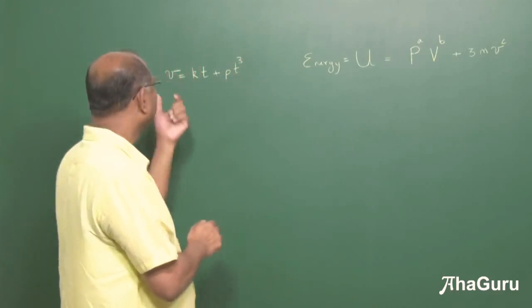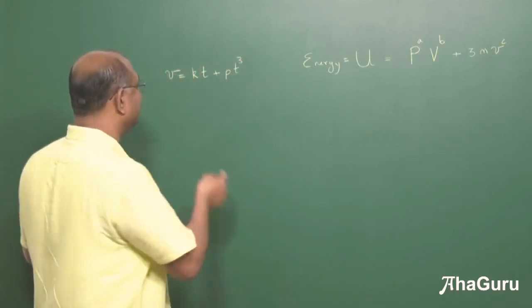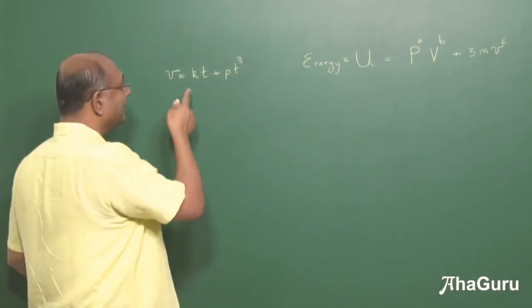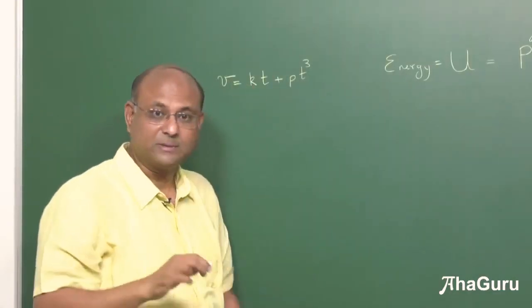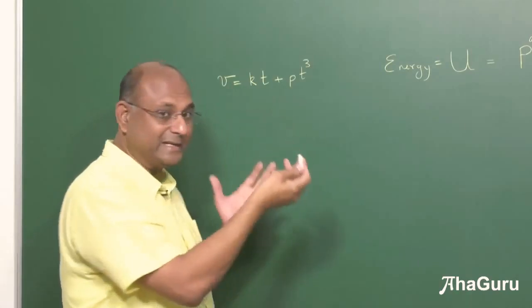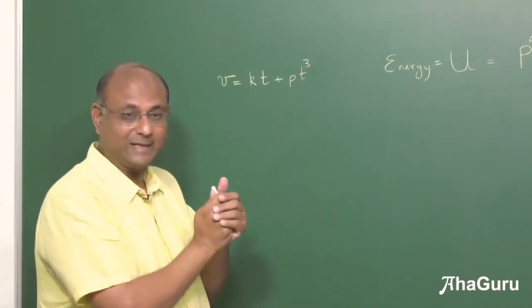So for example, suppose I come up with some formula which says velocity of an object as a function of time is given as kt plus pt cube. Suppose that was the velocity of an object. I am not saying it in a real case. Suppose this was the case like this.